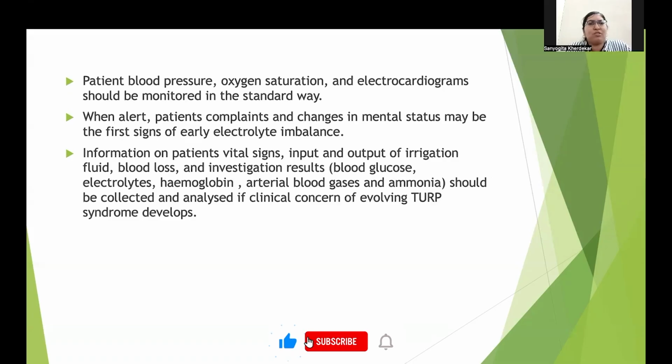Most important things to be looked at are the vitals and the mental status of the patient. Information on patient's vital signs, input output of irrigation fluid, blood loss, and electrolyte monitoring. That is a basic thing to do during TURP surgeries.